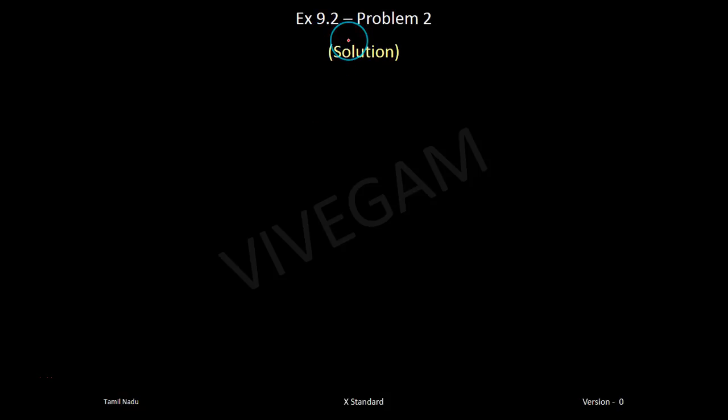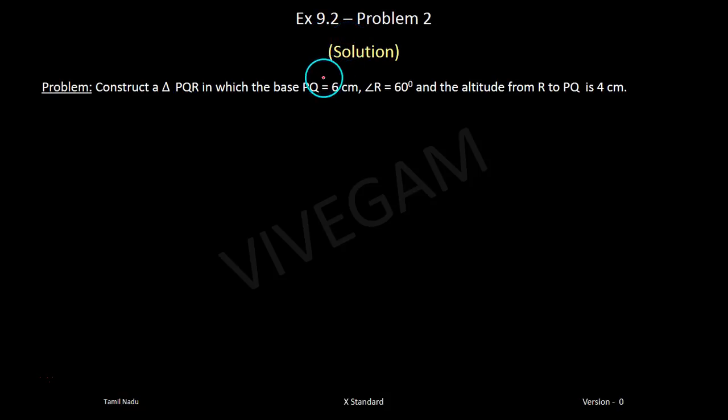Exercise 9.2 Problem 2. Construct a triangle PQR in which the base PQ equals 6 cm, angle R is 60 degrees, and the altitude from R to PQ is 4 cm. Very simple. Let's make a rough diagram.